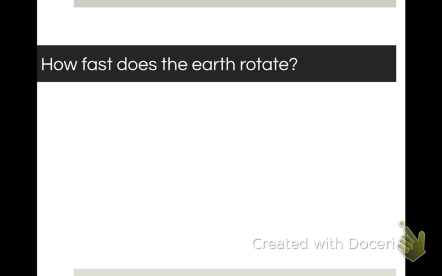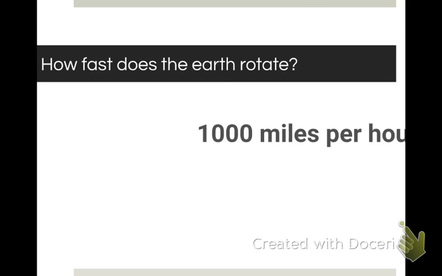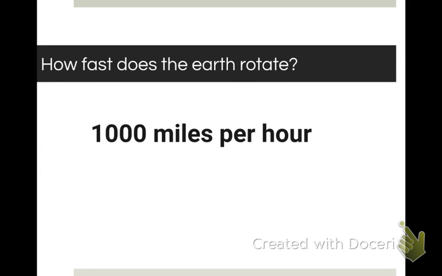Okay, let's look at our answer. So how fast does the Earth rotate? And the answer is 1,000 miles per hour. So the Earth is spinning on its axis 1,000 miles per hour. So let's go ahead and find out which group is the closest to that answer, and they can each get a piece of candy. So I'll let you pause that while you pass out the candy, and then we will move on with our notes.